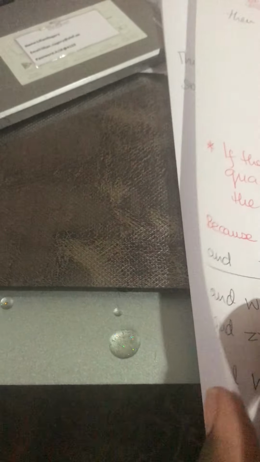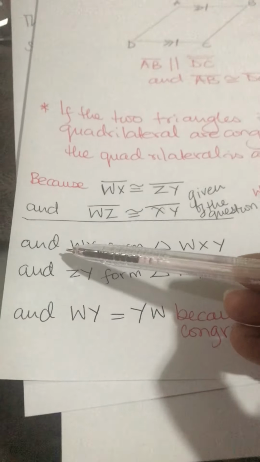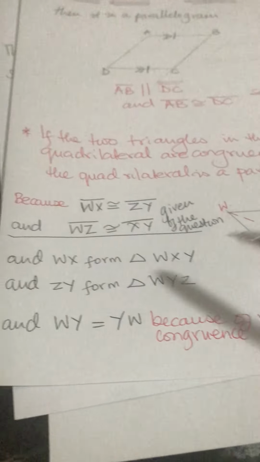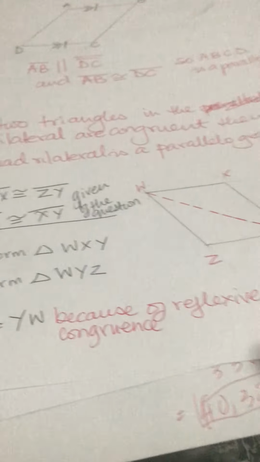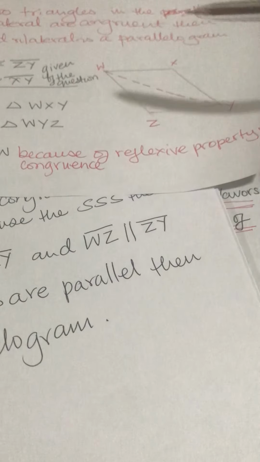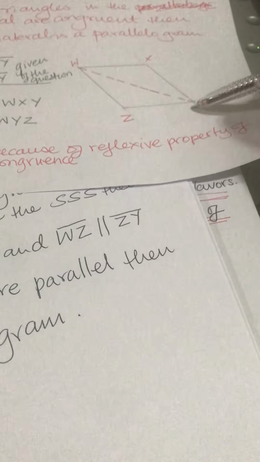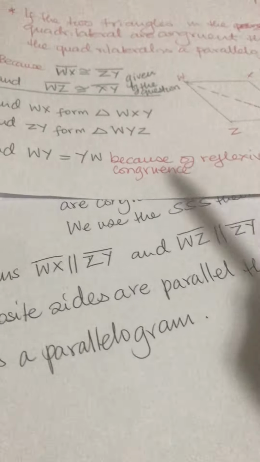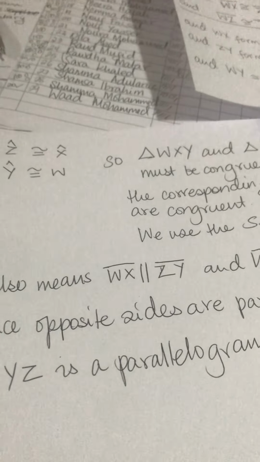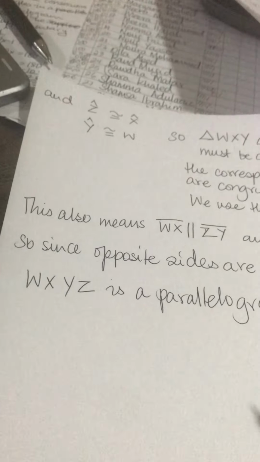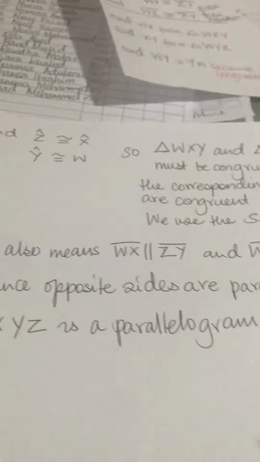Okay? So these things you know. So you know that these two triangles are congruent, and you know that WY is the same as YW. So you write here, and angle Z is congruent to X, and angle W is congruent to Y. So remember, we are writing a paragraph proof. There's a lot of things you need to write when you're writing a paragraph proof.